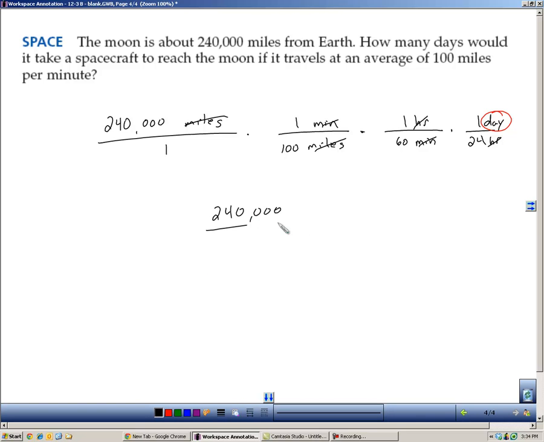The numbers we'll use are 240,000 divided by 1 times 100 times 60 times 24. And that's going to be in days. So use a calculator and figure that number out. And I get 1.6 days. Actually, we'll round that to 1.7 days it would take.